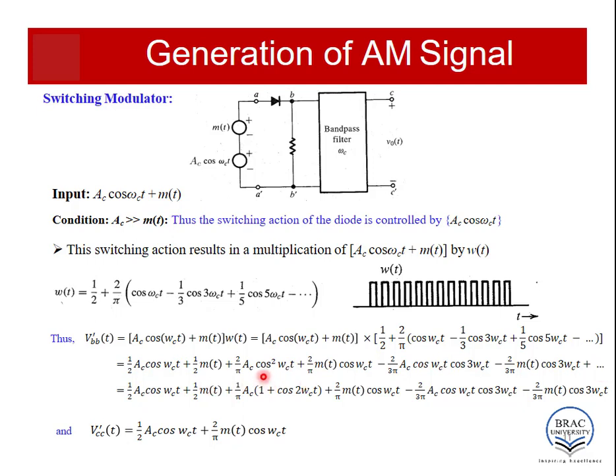Now there is a cos square omega ct term. We know the formula of 2 cos square x, which is 1 plus cos 2x. We are applying this formula to cos square omega c t and we will reach this equation. This is the output at point B. This signal is then passed through a band pass filter with center frequency omega c. So the only components that have frequencies of omega c or closer to omega c will be passed and other low and high frequency components will be blocked.